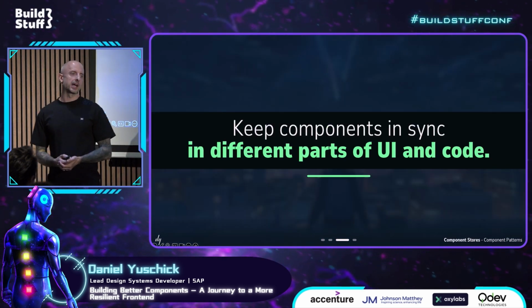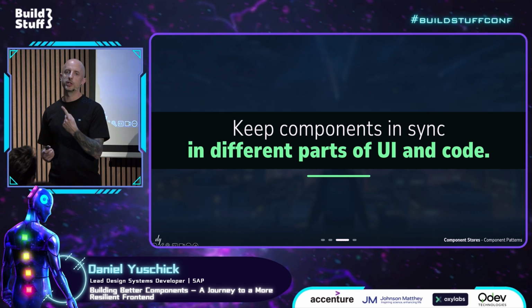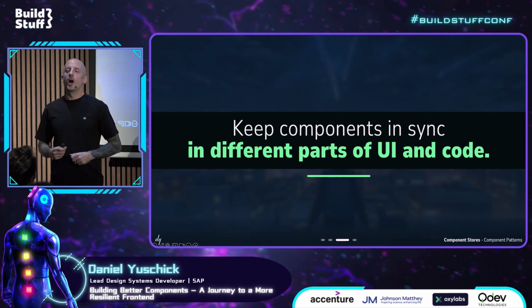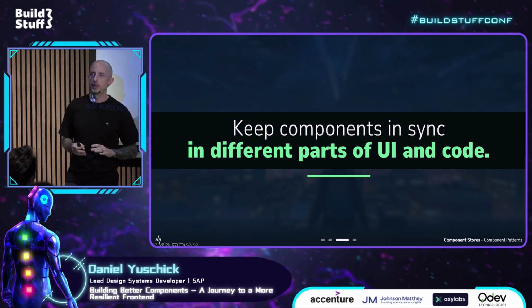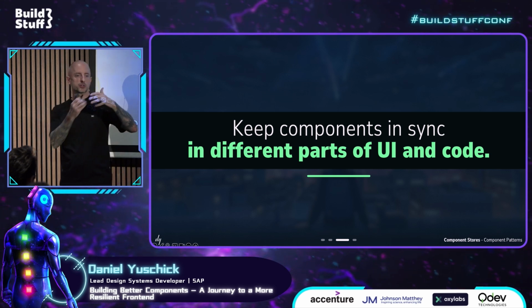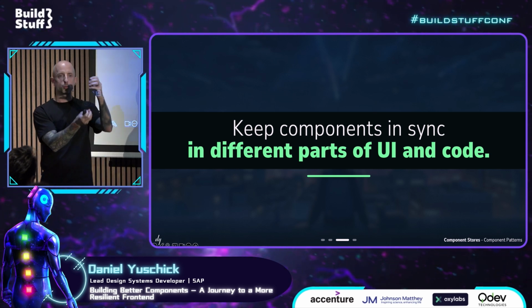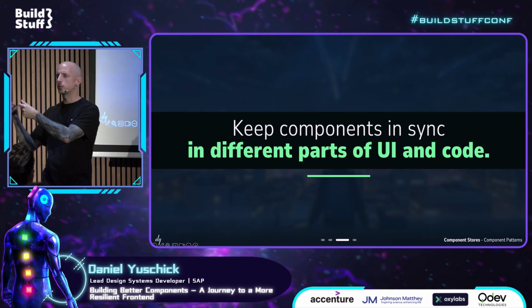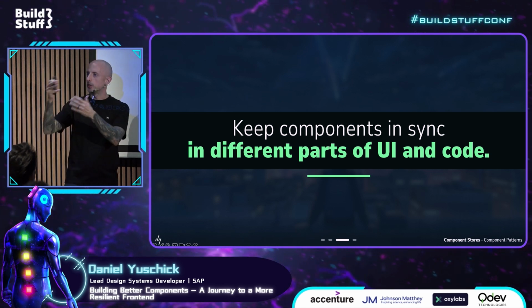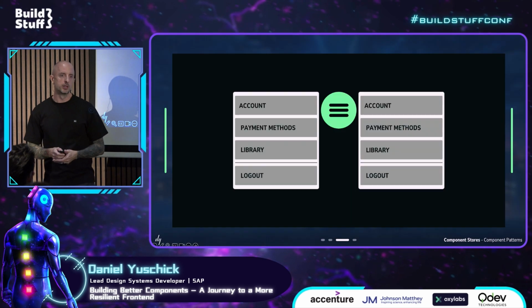Component stores in React allow us to keep one component in sync across multiple parts of our UI and our code base. Because just because something in our UI might look like it's one thing doesn't mean that in the code base it's one thing. We might have separate files for one part of a component and another file for another.